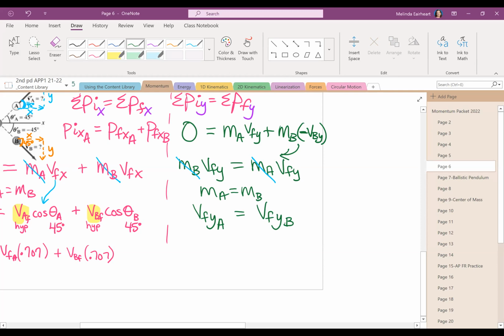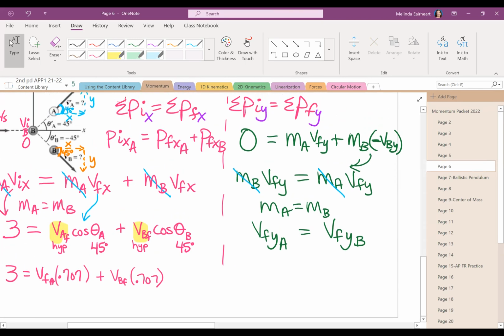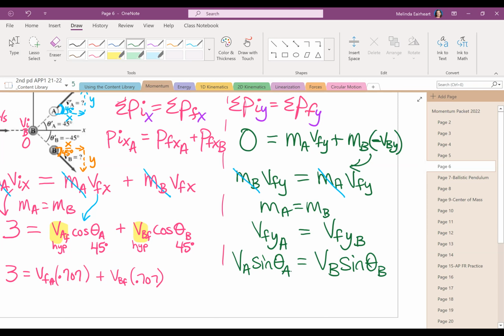Now those are the Y components. But where we left the other one off, those were in terms of the hypotenuse. So one more step, let's get the vertical statement in terms of the hypotenuse and theta. And so notice in both triangles, the Y components are the opposite legs, right? So we'll use what trig function? Sine. And so VA sine theta equals VB sine theta, and again, they may not be 45 each, so theta A, theta B would be a statement.